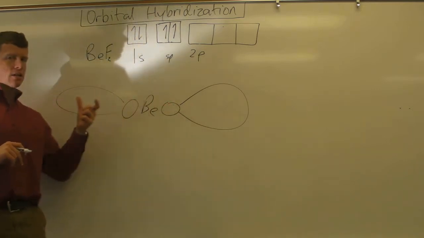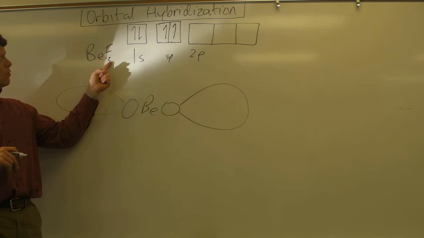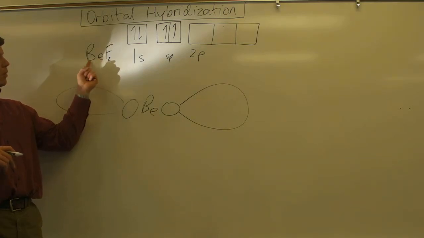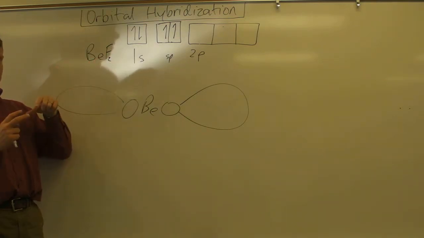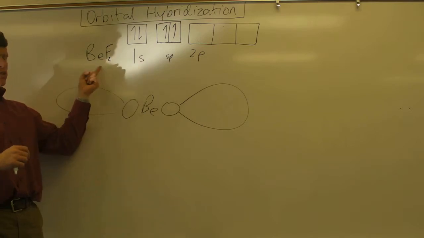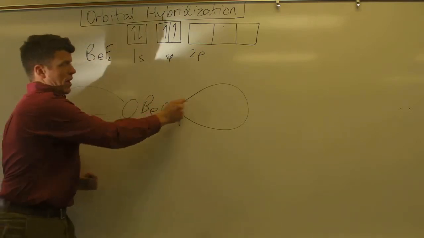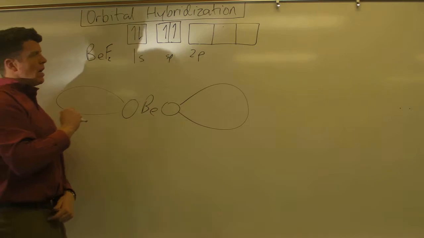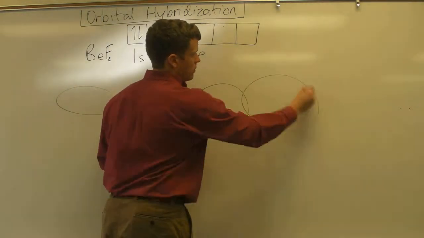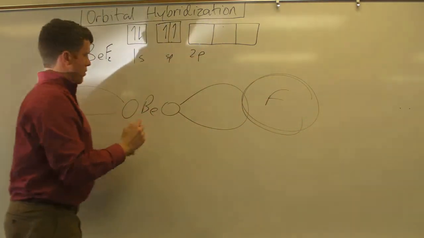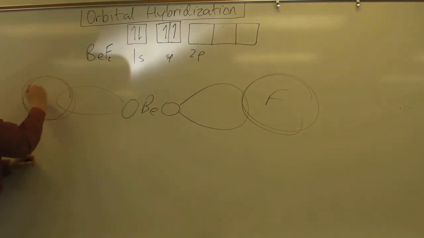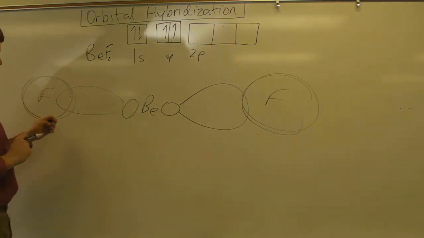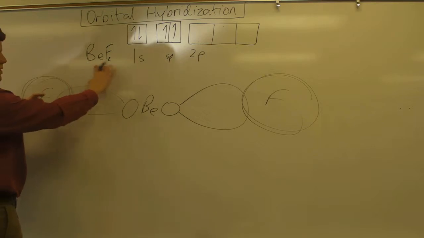These have to be identical because there's two bonds in this molecule, beryllium and fluorine bonded together, but it's happening twice. Those bonds have to be identical, so these orbitals have to be identical. Okay, and so then fluorine would have another orbital, and these orbitals would overlap and form this molecule.